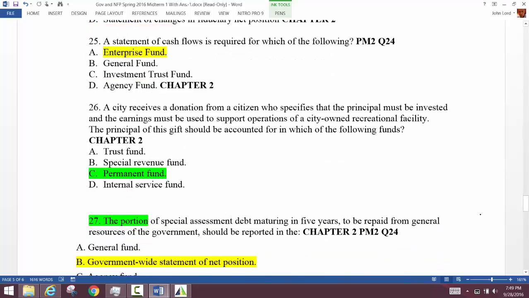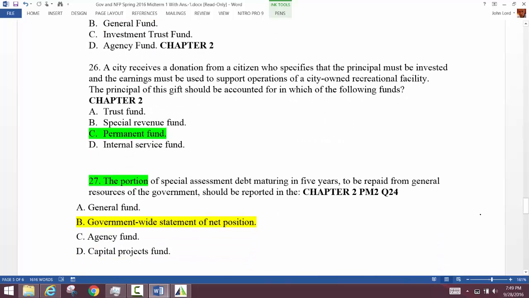Okay. This one: a city receives a donation from a citizen who specified that the principal must be invested and the earnings must be used to support operations of a city-owned recreational facility. The principal of this gift is what? In the permanent fund, which is very descriptive in terms of what it's doing. You're maintaining the principal, aren't you? And you can only spend the interest.